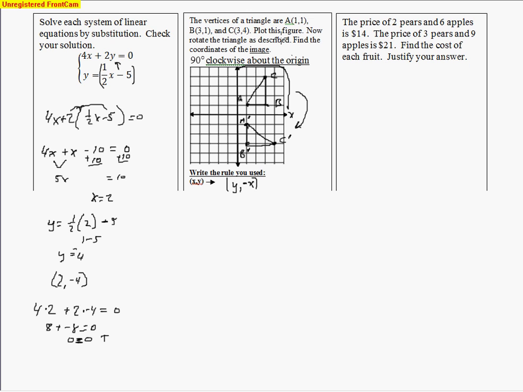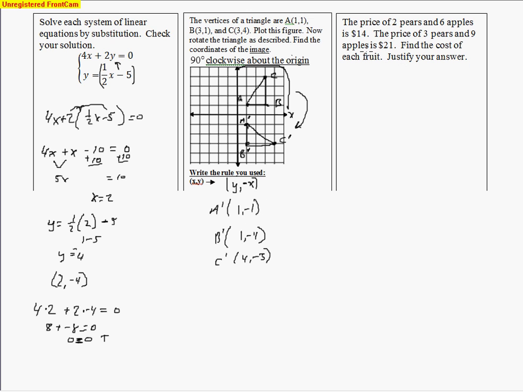Now we have to also plot the figure and find the coordinates of the image. So the coordinates, and if you look at it, we'll put in A prime here. It's going to be 1, negative 1. B prime is going to end up being 1, negative 4. C prime is 4, negative 3. And just by looking at one of them, let's take a look at C. See how 3 went to the y value and it changed sign, and 4 just goes to the x value.